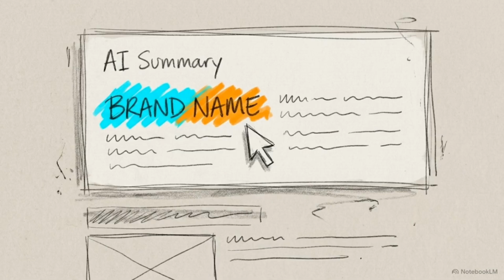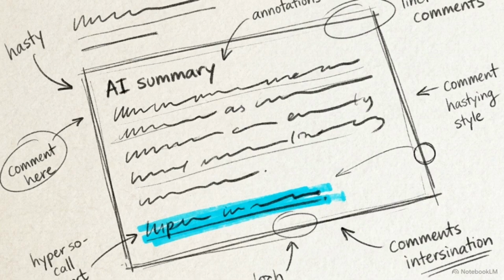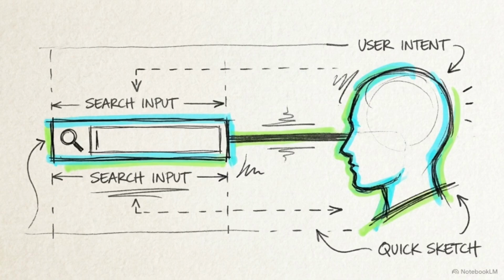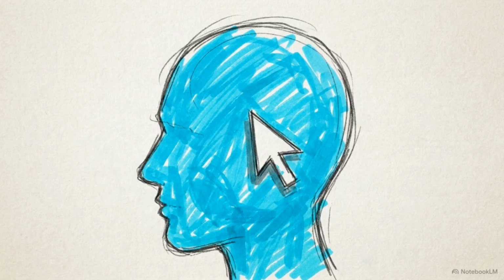This highly scannable structure removes the guesswork for the algorithm, drastically increasing the probability that your brand is explicitly named inside an AI summary. By feeding the engine exactly the format it demands, you turn a potential zero-click loss into a high-visibility citation.